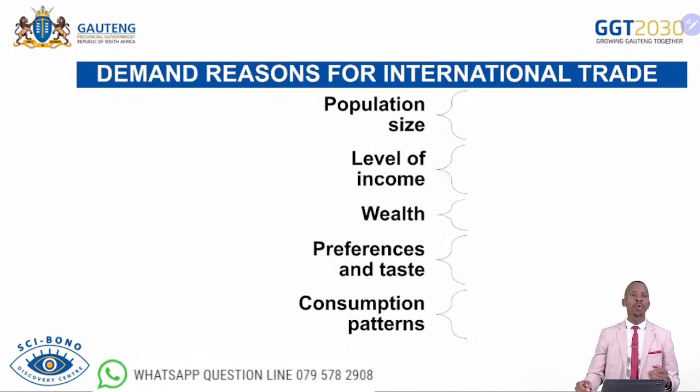And then we talk about wealth. We know that wealthy countries normally spend their income on luxuries, while underdeveloped or developing countries spend their income on basic goods and services. Some of those goods are imported; they are not produced within that particular country.